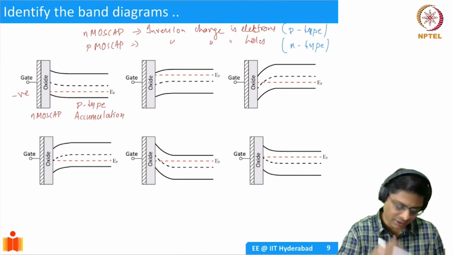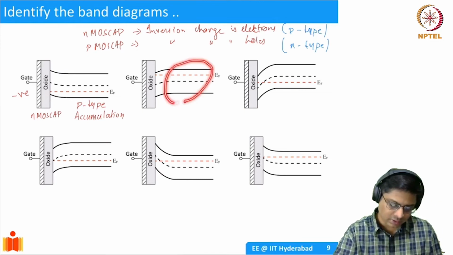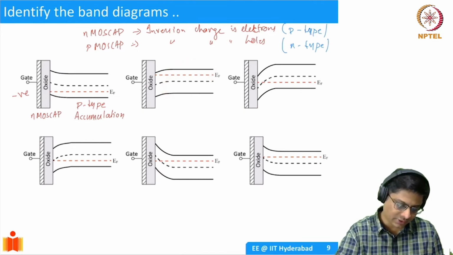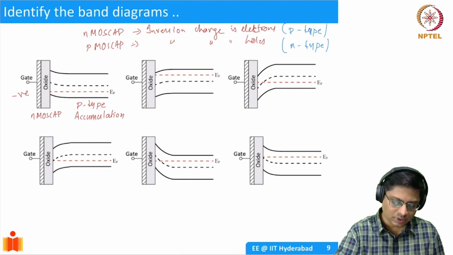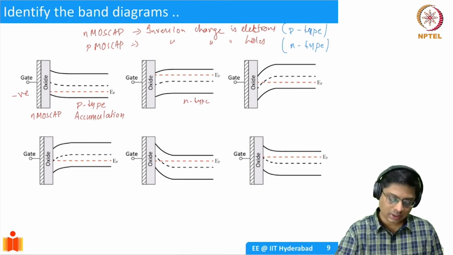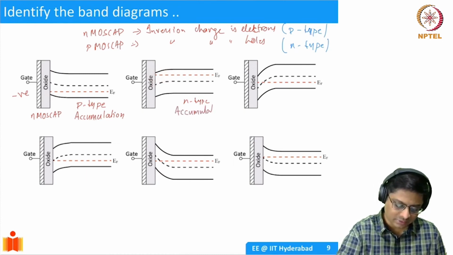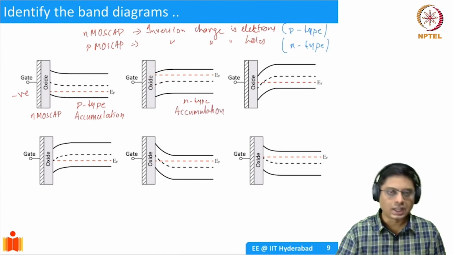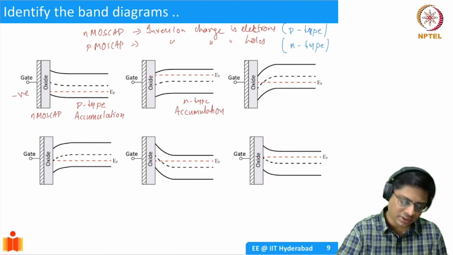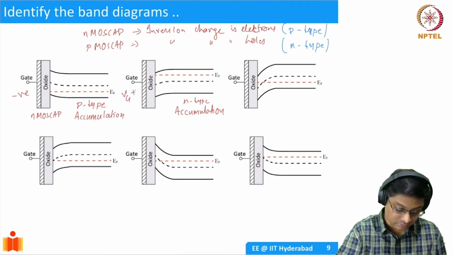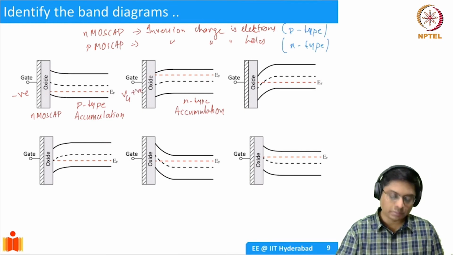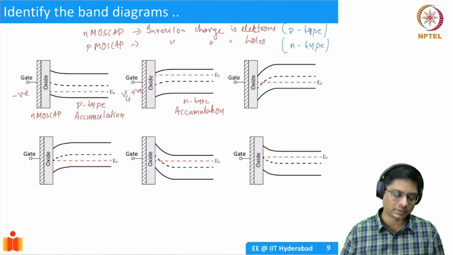Now let's go to the second one here on the right. What is this substrate? This is an N-type substrate, and we are having excess electrons in the N-type. So this is in accumulation again. And when will this happen? When Vg is greater than 0. Vg is positive. If Vg is positive, then it will collect electrons on the other side of the capacitor.